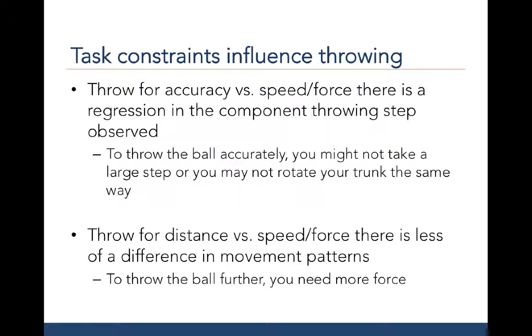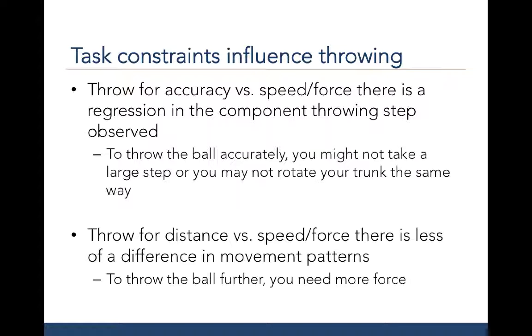In addition to individual constraints like muscle strength, balance, coordination, and the timing of different body segments, task constraints can influence the pattern of movements and steps for a particular set of components. For example, when the goal is to throw for accuracy versus speed or force, there appears to be a regression in the developmental step for each component. For example, to throw a ball accurately, you might not need to take a large step, or you might not rotate your body in the same way.